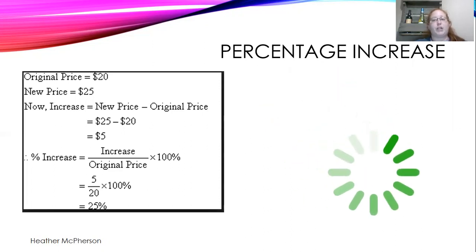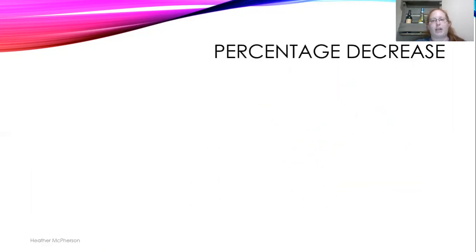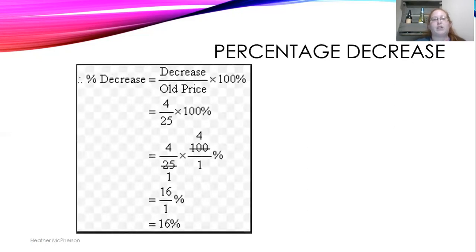When it comes to percentage decrease, it's pretty much the same. Again, like I said before, it's just a little tweaking. So the decrease is going to be the decrease divided by the old price times 100%. So you have 4 divided by 25 times 100%. Go ahead and make that 100 into a fraction, so it'll be 4 over 25 times 100 over 1. Well, 25 goes into 100 4 times. So you're going to have 4 times 4, which equals 16, and 1 times 1 equals 1. So 16 over 1 is going to be 16%. So your decrease is 16%.